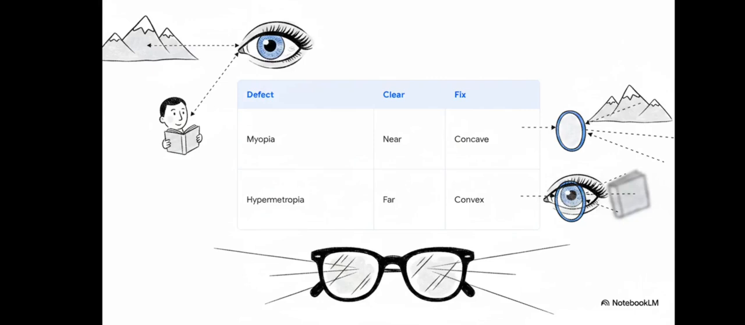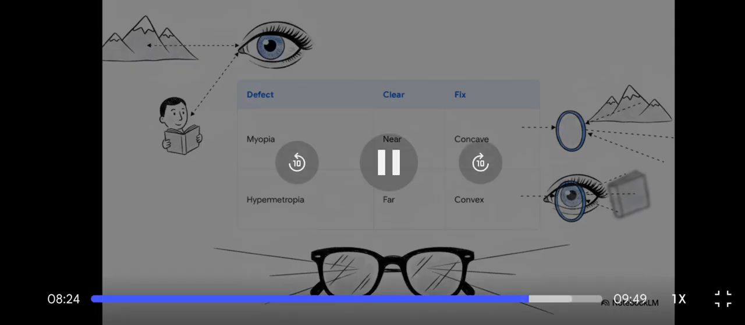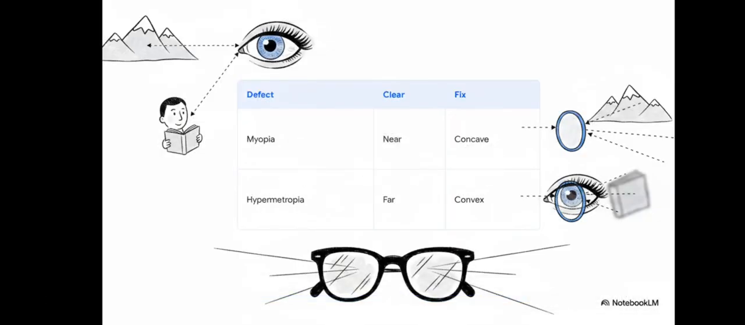The exact opposite defect is hypermetropia, or farsightedness. Here, faraway objects are clear, but reading a nearby book is a real struggle. We fix this by bending the incoming light with a convex lens. So, by understanding the physics of light, we can manufacture eyeglasses that completely cure our biological shortcomings.